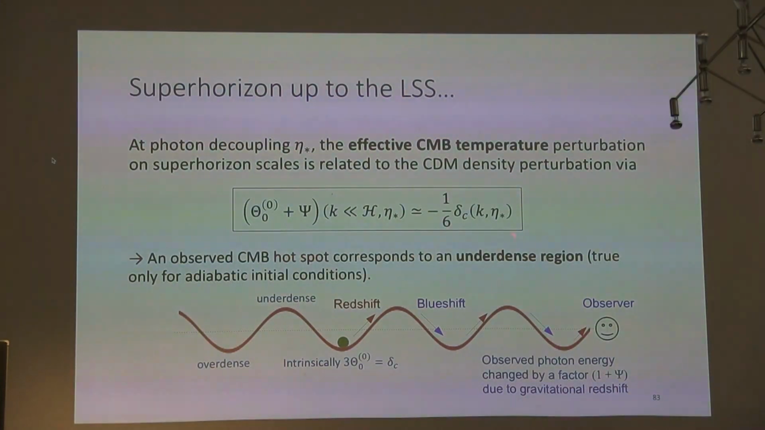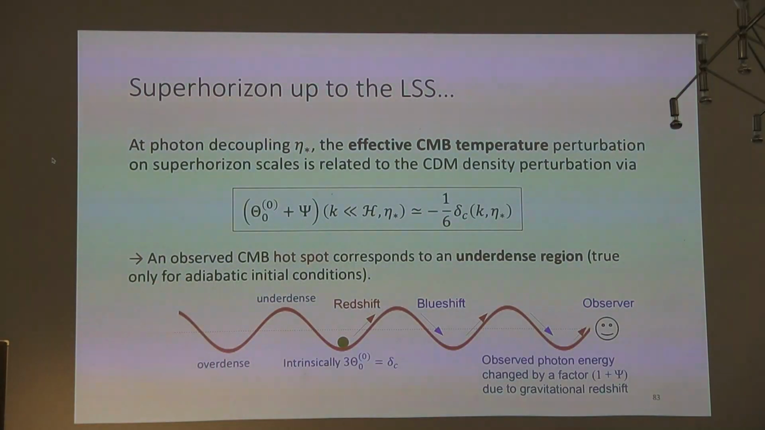And as I said, if you see a hotspot, it actually corresponds to an underdense region. This result is particular to the adiabatic initial conditions that we have implicitly put into the expression. It just means that things conspire in such a way that the gravitational redshift would turn something that looks intrinsically hot into something that looks kind of cold again. So this is a bit weird, but as said, it's peculiar to adiabatic initial conditions.